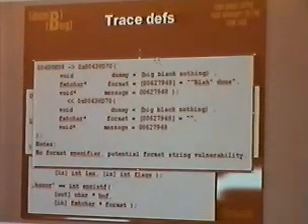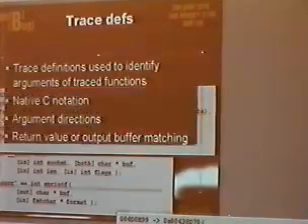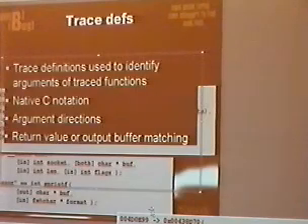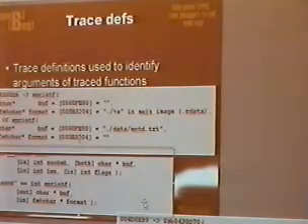So this is how it looks. I just need to uncover the slide again. The trace definitions are native C. So let's just go ahead and use the example here.